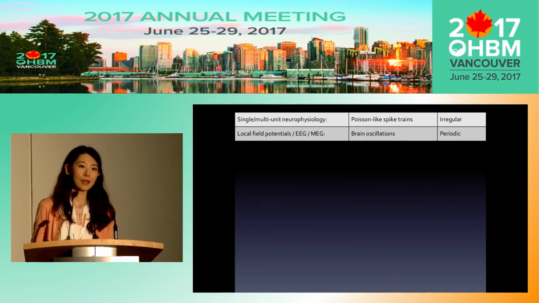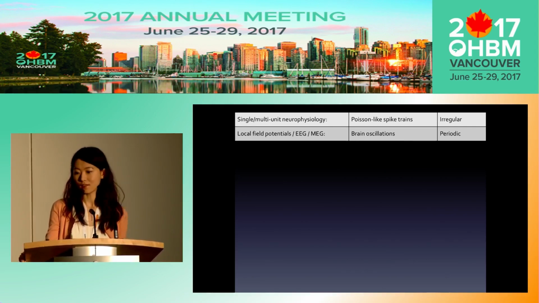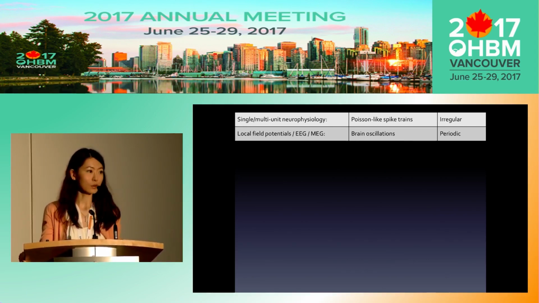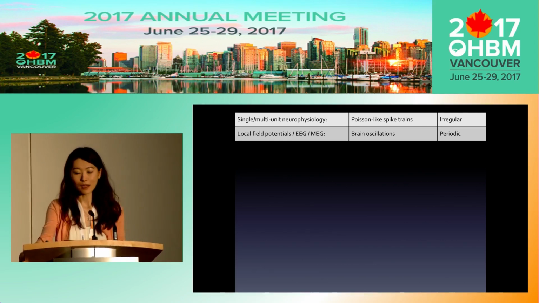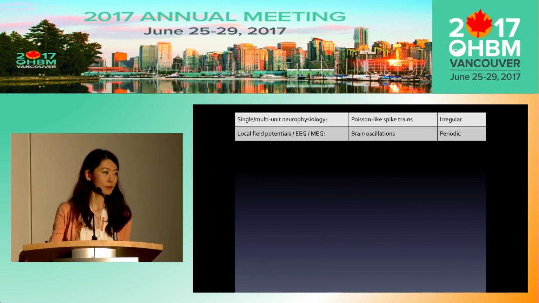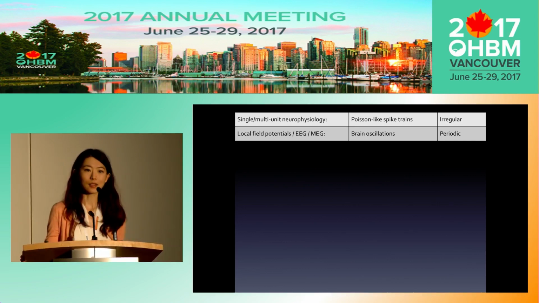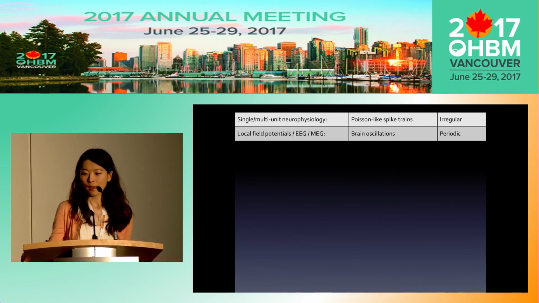These days, a student who comes into neuroscience often learns that in single and multi-unit neurophysiology, neuronal spiking activity is Poisson-like and irregular. On the other hand, brain electrical field potentials recorded by local field potential, EEG and MEG signals, contain mostly brain oscillations, which are periodic signals. So why is there this discrepancy? Let's look a little bit deeper.